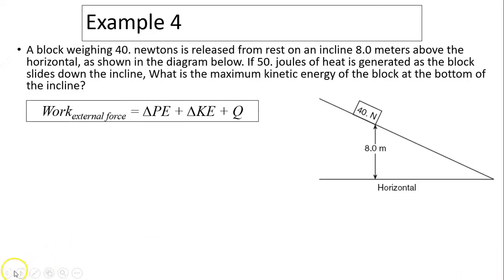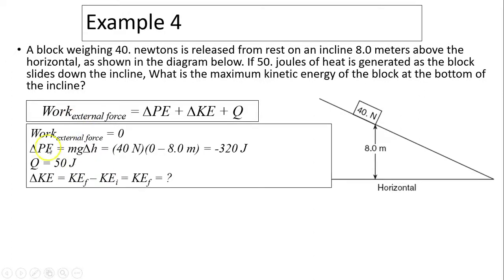So again, work done by external force is change in PE plus change in KE plus Q. Again, there is no applied force. It's just gravity and friction, and those are not applied forces. So work done by external force is 0. Now change in PE is final height minus initial height. Final is 0, initial is 8, so change in PE is negative 320.